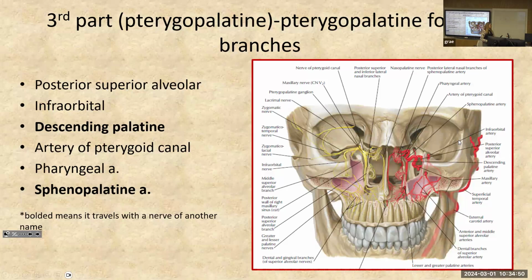But the good news is that we're just going to simplify the maxillary artery into 3 parts. We have a couple important ones that go through foramen. We have a bunch of muscular branches, and then we have those that go through the foramen that are from the pterygopalatine fossa. Deal? All right.